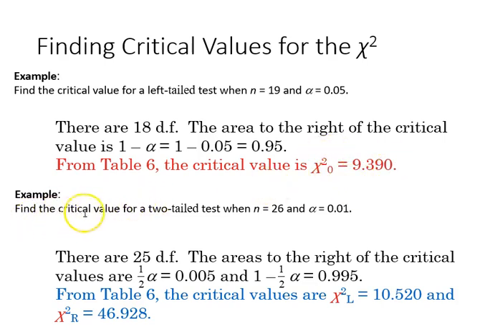And find the critical value for a two-tailed test. Here's another example. If we have n equal to 26, we know we have 25 degrees of freedom. And at the alpha 0.01 level, this is a two-tailed test, so we use this formula. We get a value of 0.995. And from the critical values, we need a left value and a right value. And so that's something else that we need to pay attention to with the chi-square distribution.